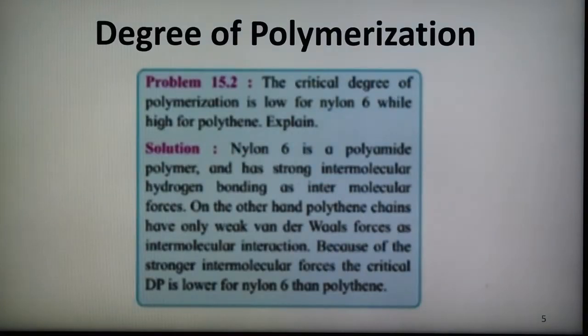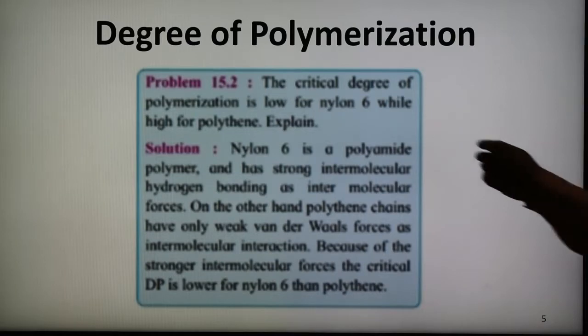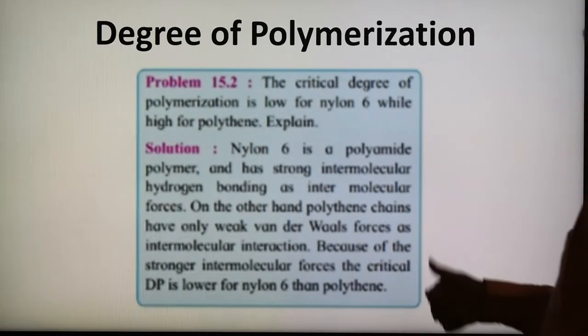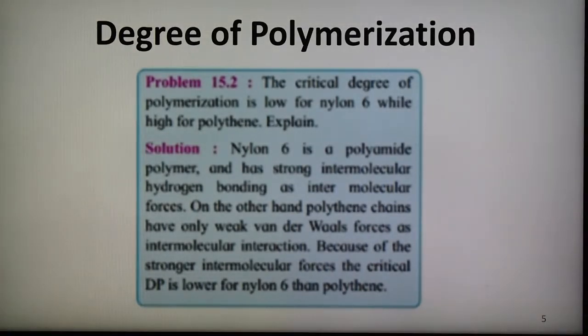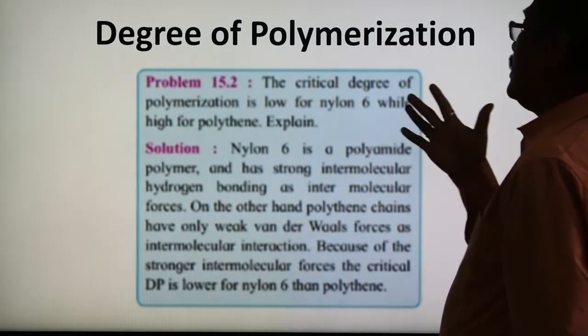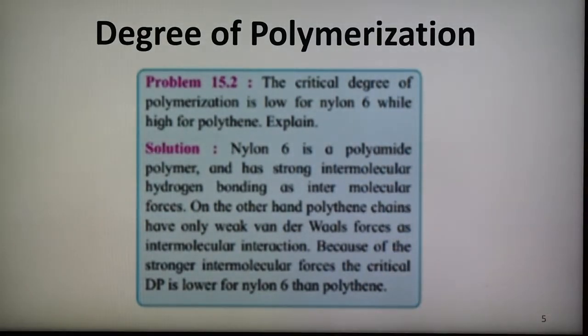Now in case of degree of polymerization, one example is given here: the critical degree of polymerization is low for nylon 6 while it is high for polythene. So there are two examples, and the degree of polymerization is low in case of nylon 6 and high in case of polythene. How can we explain this? Solution: nylon 6 is an example of a polyamide polymer. Amide linkage is there and it has strong intermolecular hydrogen bonding.